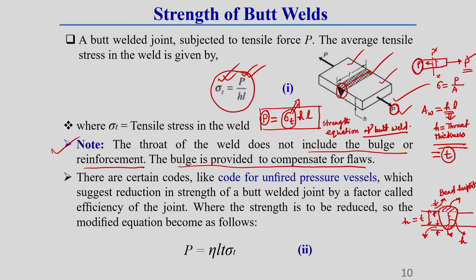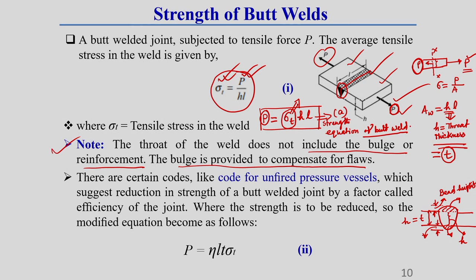What I am telling you, understand? That means we can calculate beforehand what externally applied load a weld joint can sustain if we know the permissible normal stress of that weld material. This you should keep in mind. So, this equation which I am showing here, let this equation number A, is called the strength equation of butt weld.